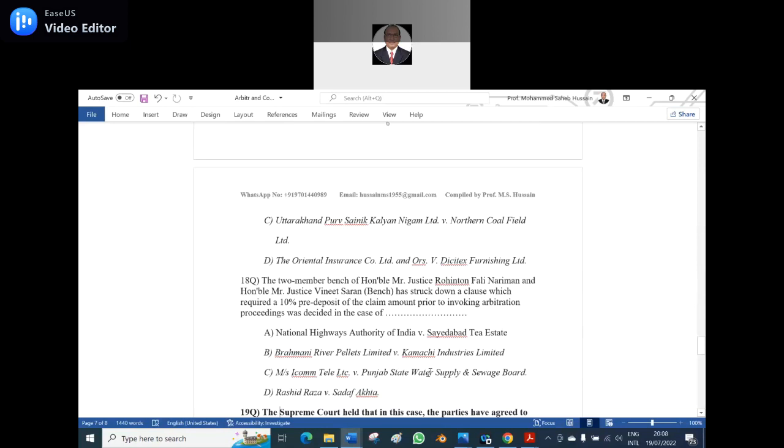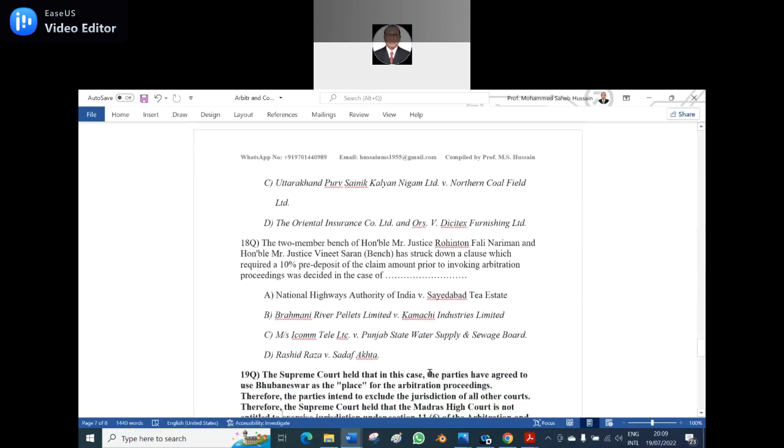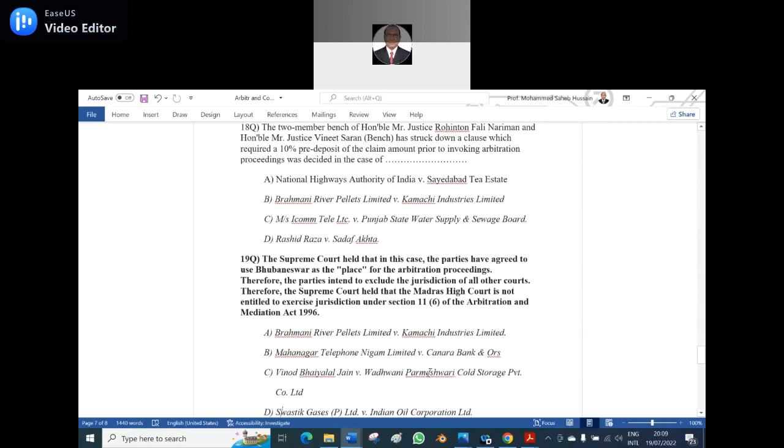Option A, sir. Never heard about it. The 10% deposit should be eliminated. Earlier, if they wanted to claim, they had to deposit 10%. Okay. Option D, sir. Rashid Raza versus Sadaf Akhtar. Option D, sir. It is M/s Ecom Tele Limited versus Punjab State Water Supply and Sewerage Board. In that case, it is decided over there.